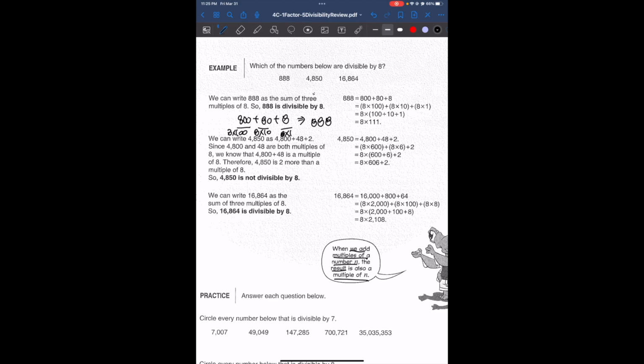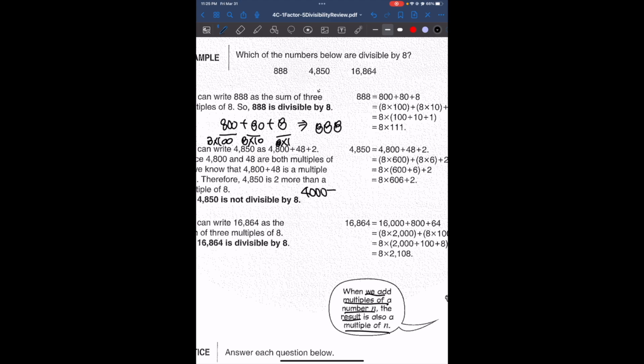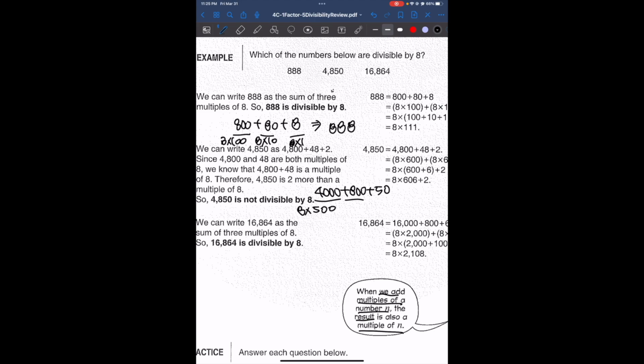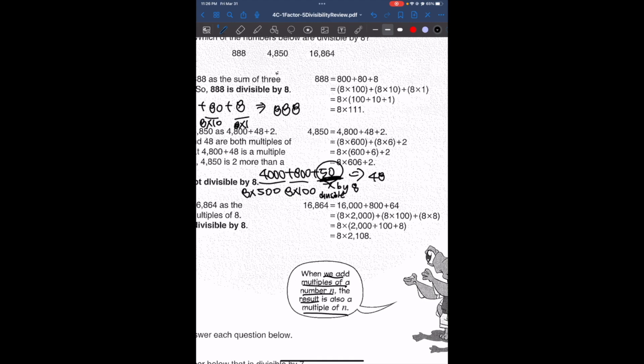And now we're going to do the same thing for 4,850. 4,850 can be written as 4,000 plus 800 plus 50. Now 4,000 can be expressed as 8 times 500, and then we can express 800 as 8 times 100. But 50 is not divisible by 8. And so because of this, since 50 is not a multiple of 8, the resulting number 4,850 is not a multiple of 8. So it's not divisible by 8.